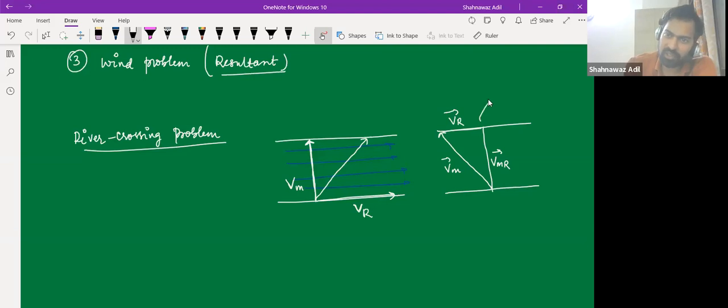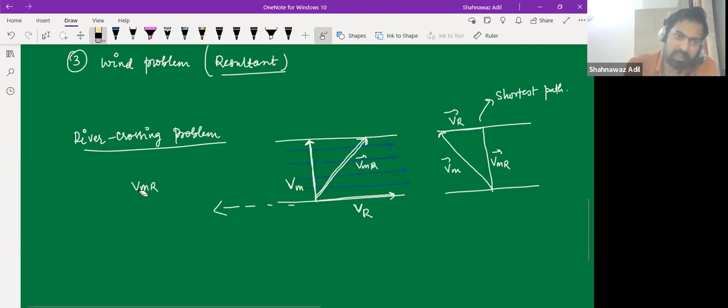So this is the shortest path, because in this case the man will follow this path. This is the velocity of the man with respect to the river, right? In the earlier cases, for relative velocity, when we calculated the man with respect to the river, we had to take this one, right? But for the river crossing problem, we don't calculate the relative velocity. We calculate the resultant.